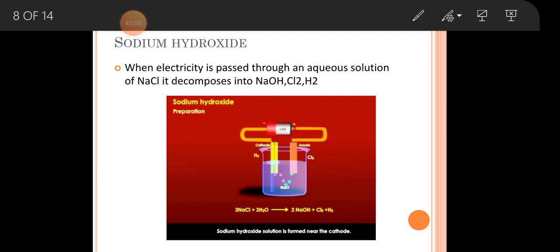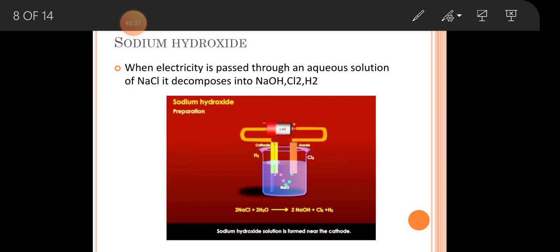Now, in the solution you have sodium ions and hydroxide ions left. They combine with each other and form sodium hydroxide. So the sodium hydroxide solution is formed near the cathode. This method is called chlor-alkali process because you are getting chlor, that is chlorine, alkali, that is sodium hydroxide. This is a very, very important reaction and preparation.